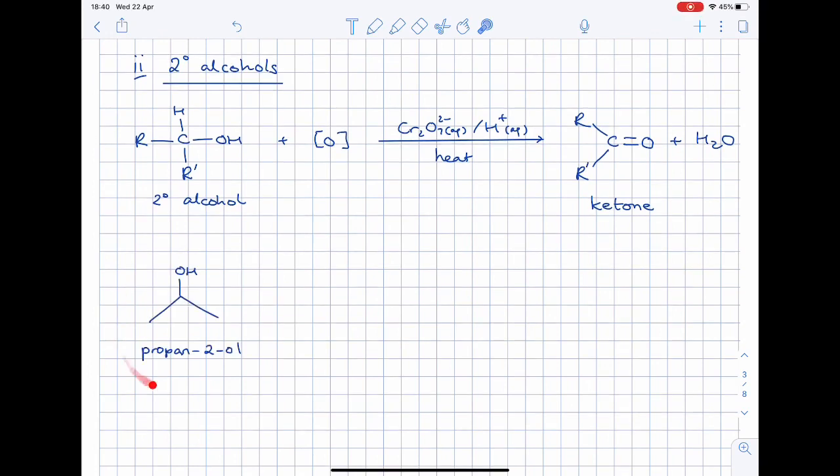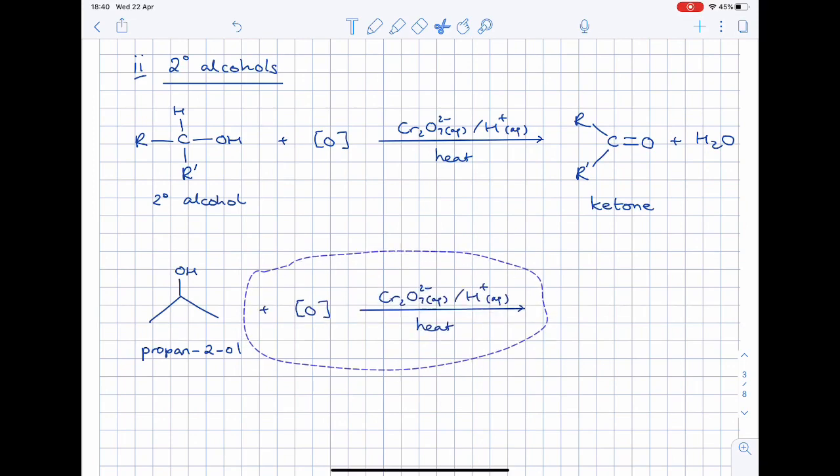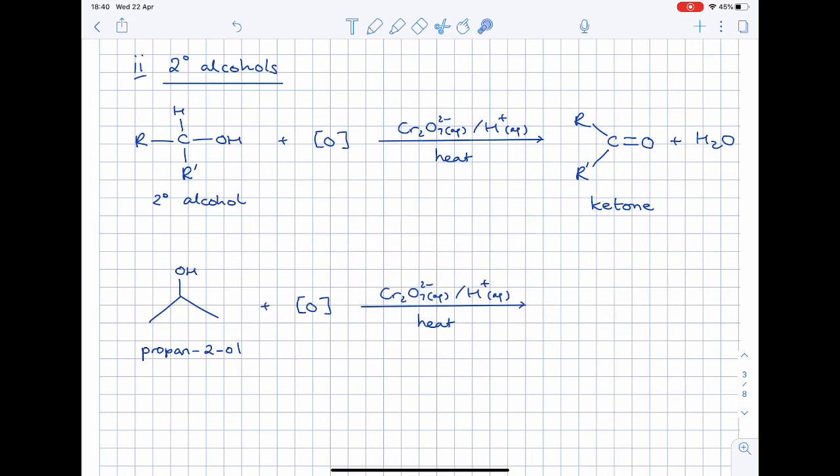So here we have a secondary alcohol, propan-2-ol. We can't use propanol because that's a primary alcohol and that would give us an aldehyde and eventually a carboxylic acid. So we can oxidize a secondary alcohol here, propan-2-ol, using our aqueous acidified potassium dichromate, which is orange. We heat it and we will get straight away the ketone.